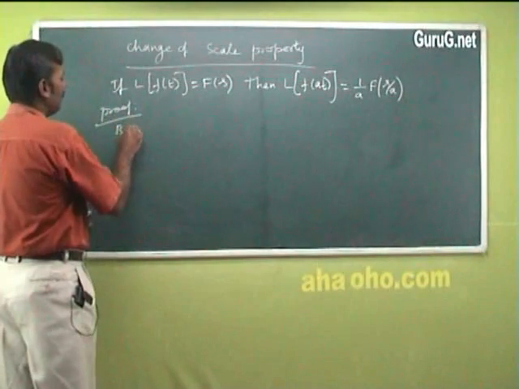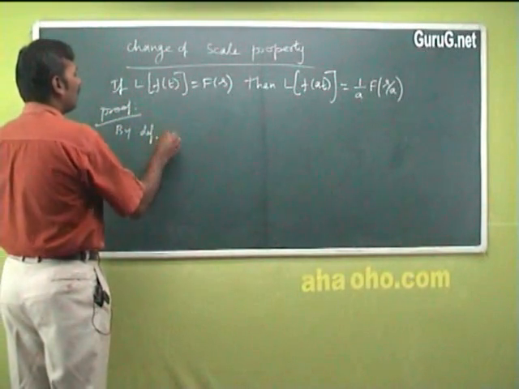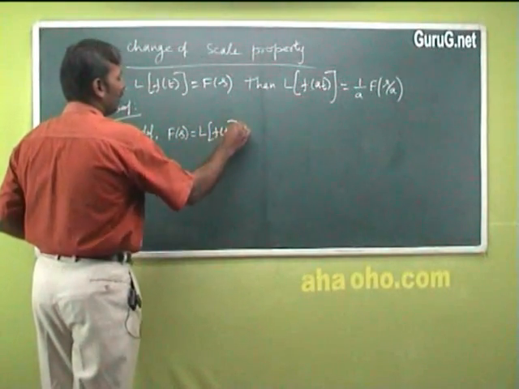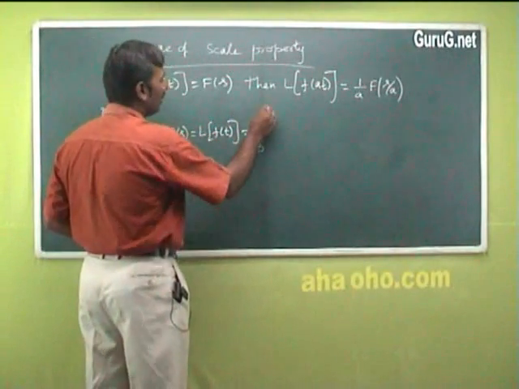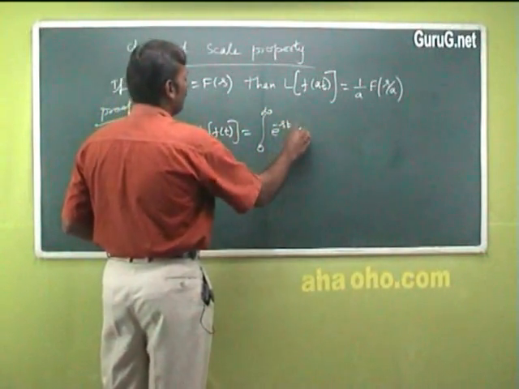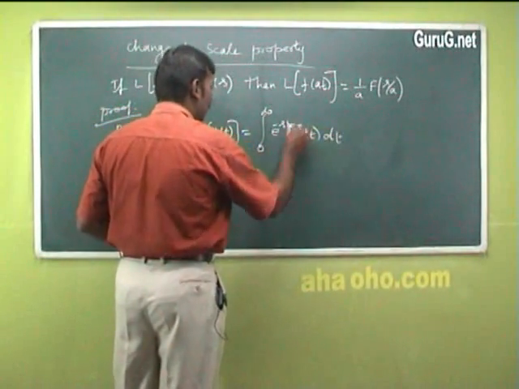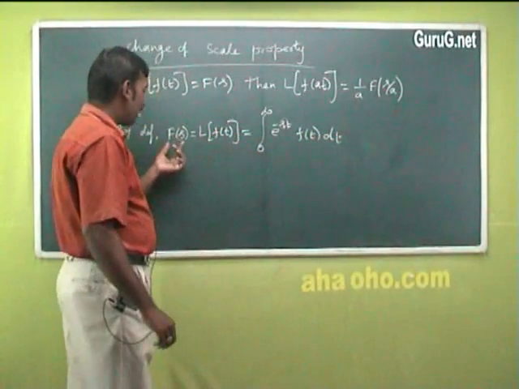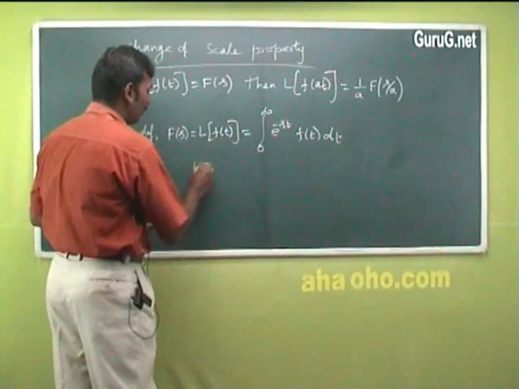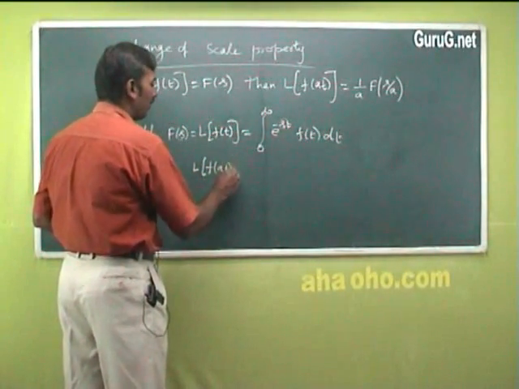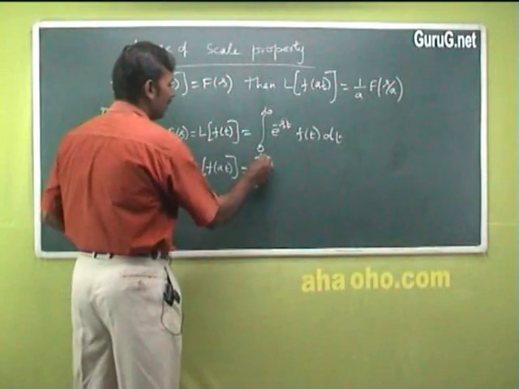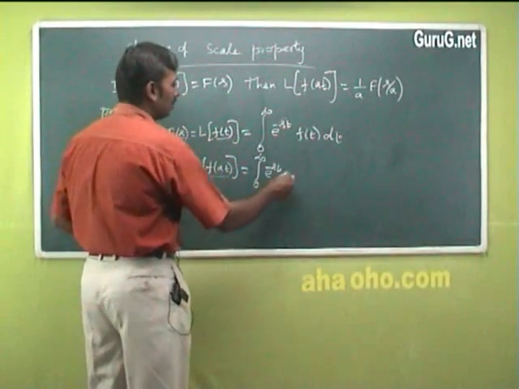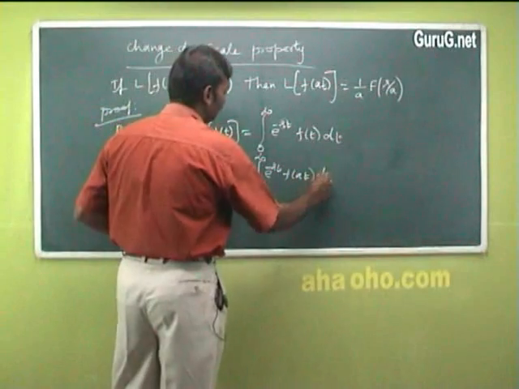So by definition, f of s equals L of f of t, which equals the integral 0 to infinity e power minus st f of t dt. Whatever parameter appears here, that is what comes here. If we have e power minus st f of t dt, you get f of s, right? So L of f of at equals the integral 0 to infinity e power minus st f of at into dt.